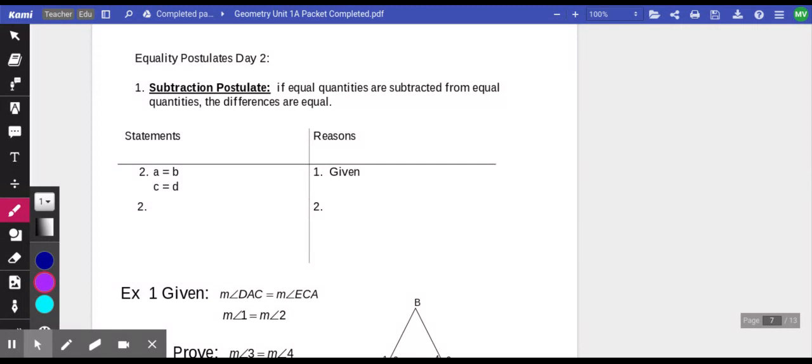So I want to take what we have in our given here, which is A equals B and C equals D, and I want to subtract these. So I'm going to say A minus C is equal to B minus D. And our reason there is subtraction.